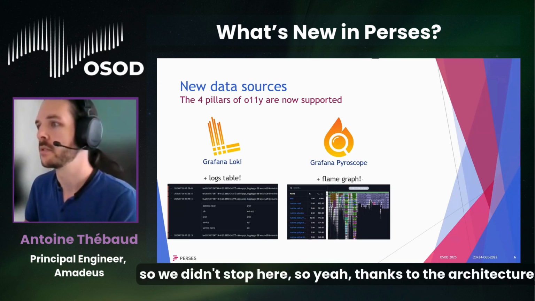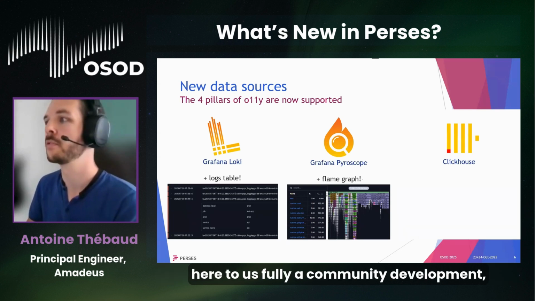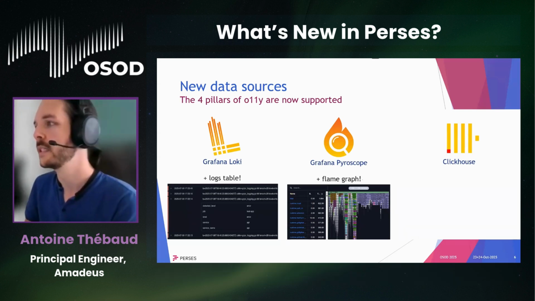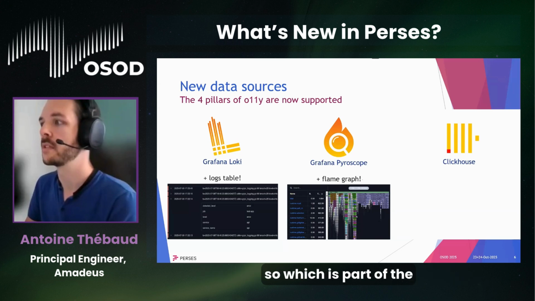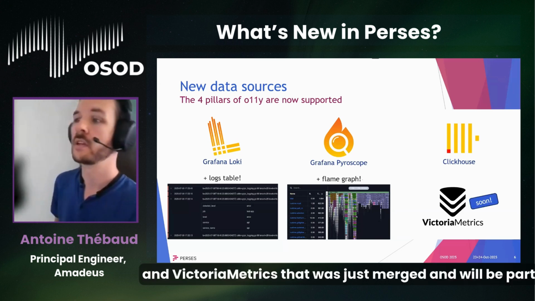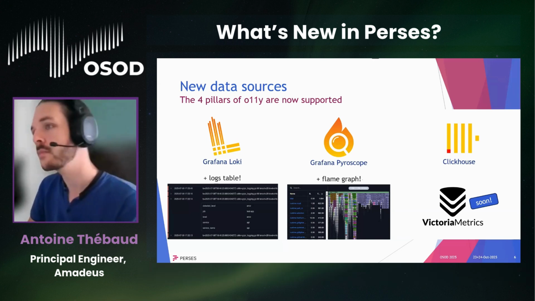And again, we didn't stop here. Thanks to the architecture, we had some people from the community, in a fully community-driven development, deliver a ClickHouse plugin, which is part of the latest release, and Victoria Metrics, which was just merged and will be part of the next release.